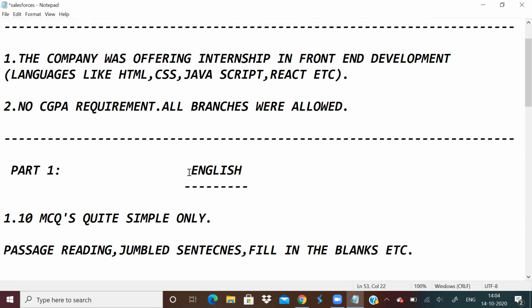So in this, English was extra. This is the first time there was an English section. I had not written any test which had English before. This was the first one. So English also, keep in mind, it will be there.